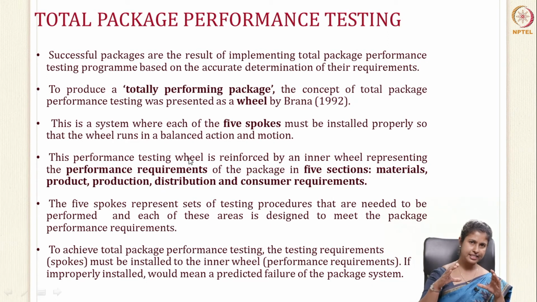Just like a wheel is kept together, if these 5 are imbalanced, the motion is also imbalanced. That is to say that you cannot have one of these requirements not fulfilled and say it is a performing package. So all 5 of them are equally important. Now the 5 spokes represent the sets of testing procedures that need to be performed, and each area is designed to be met for the package performance.